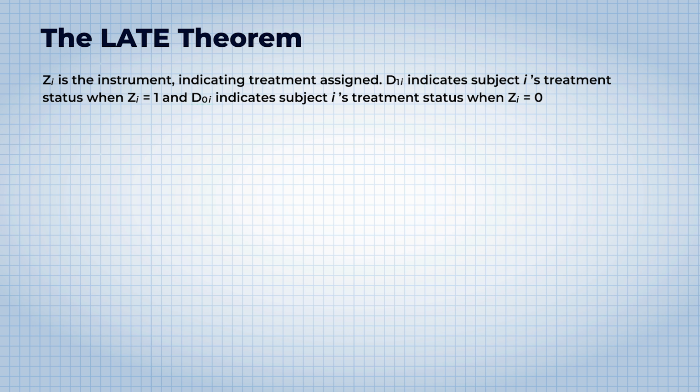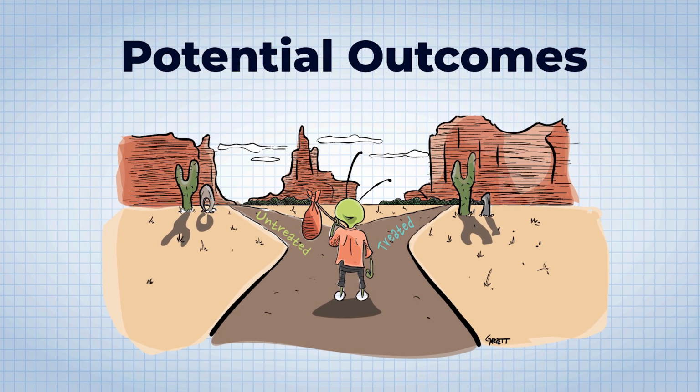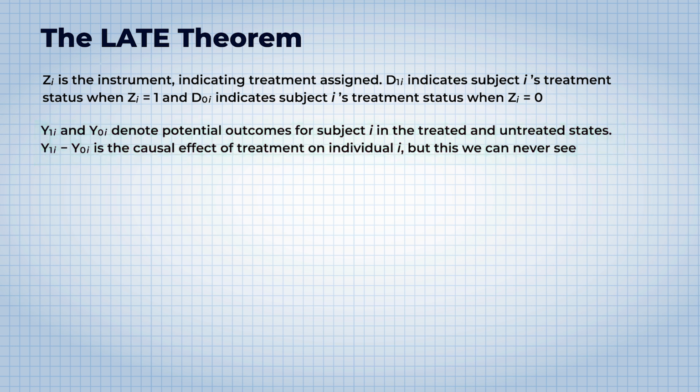I'll use this formal notation to give a clear statement of the LATE result, and then follow up with examples. A key piece of the LATE framework, pioneered by statistician Don Rubin, is the pair of potential outcomes. As is customary, I denote potential outcomes for subject i in the treated and untreated states by Y_1i and Y_0i, respectively. The observed outcome is Y_1i for the treated and Y_0i for those not treated. Y_1i minus Y_0i is the causal effect of treatment on individual i, but this we can never see.